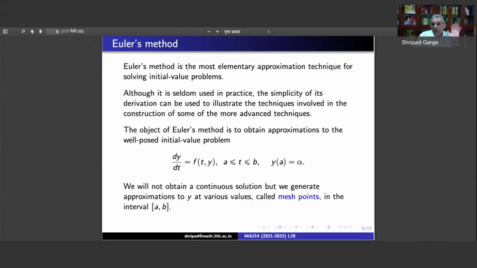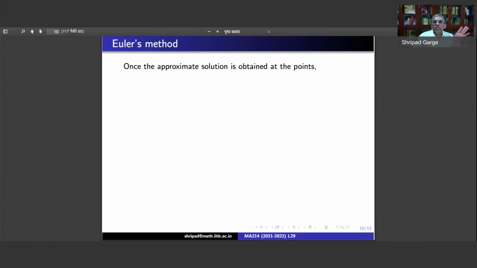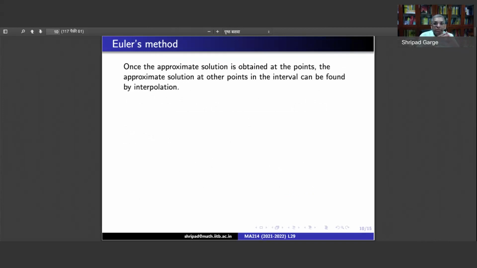So we are not going to get a continuous solution, but we generate approximations at various values, and these are called the mesh points in the interval [a, b]. So at various t, we are going to get the values for y(t). That's what we are going to do. And once the approximate solution is obtained at these points, then, as I said earlier, an approximate solution can be found by using the interpolation methods that we have learned, and we are now quite comfortable with these interpolation techniques.